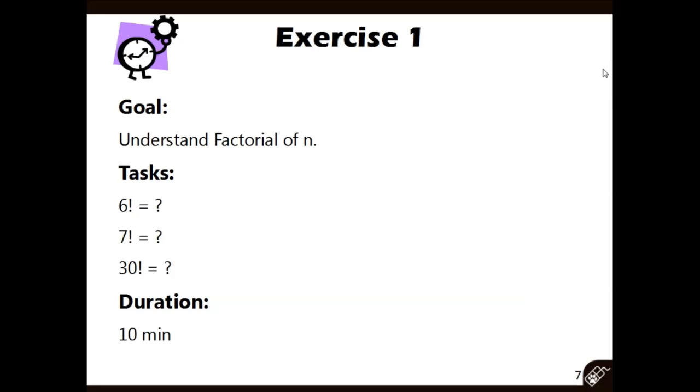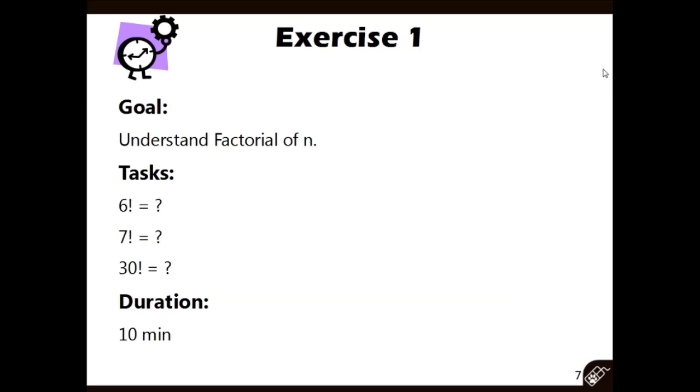So let's do a simple exercise. Our goal is to fully understand factorial of n. So let's do 6 factorial. It's 1 times 2 times 3 times 4 times 5 times 6. I'm not going to go into getting the number like that, but I'm pretty sure you, as a user of math, can figure that out. Again, 7 factorial would be 1 times 2 times 3 times 4 times 5 times 6 times 7, which will give you a number, of course.